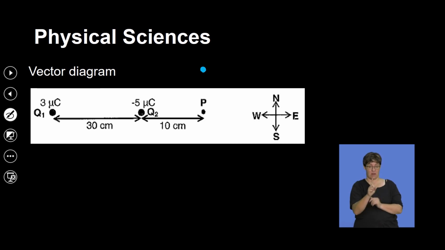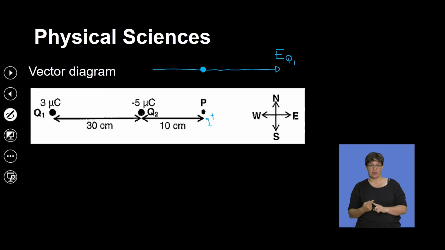Now, Q1 is positive, while Q2 is negative. So E due to Q1 at point P: if we place a unit positive charge here at point P, due to Q1, it will experience a force to the east because those are like charges. So this is our E due to Q1, the first part of the vector diagram. And then E due to Q2. Q2 is negative, while the unit positive charge is positive, as the name suggests. So in which direction will it experience a force? It will experience a force westwards.